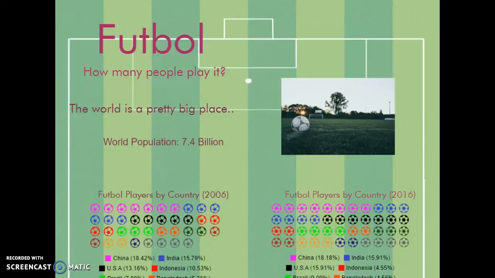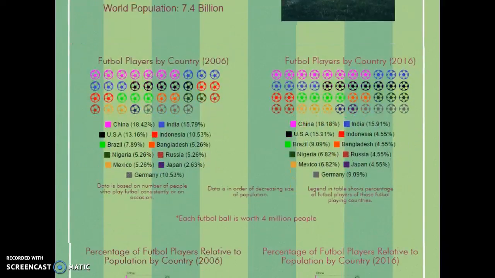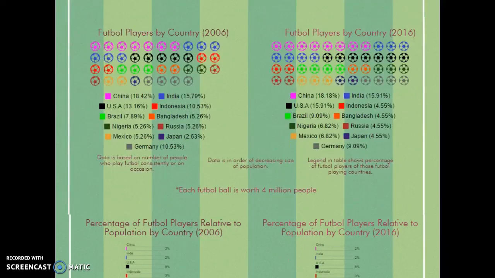So now I want to focus on my visuals. As you can see, my visuals use soccer balls instead of regular bar graphs to display this information. That is how many football players there are per country. By doing this, it follows Gestalt principles: proximity, similarity, and anomaly.